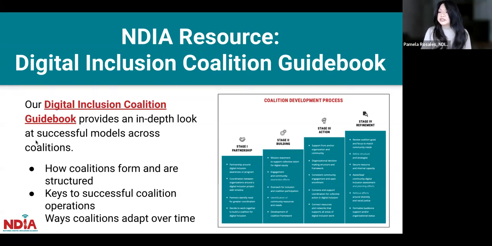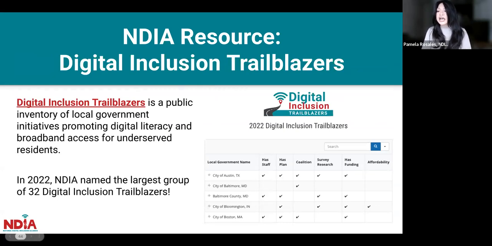And then the next resource we have for you is our Digital Inclusion Trailblazers. This is a public inventory of local government initiatives promoting digital literacy and broadband access for underserved residents. This year, we actually named the largest group of trailblazers. We named 32 digital inclusion trailblazers. And as you can see here, we rank them in terms of 6 different categories. Do they have a dedicated staff that's focusing on digital inclusion? Do they have a digital equity plan? Are they part of the digital inclusion coalition there? Have they done some type of survey or research? Do they have funding for digital inclusion? And same thing with internet affordability. So if that is alongside your work, feel free to utilize that. All of our resources are free.